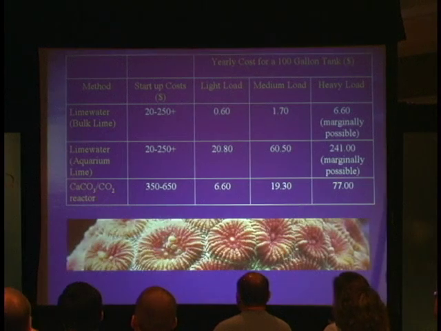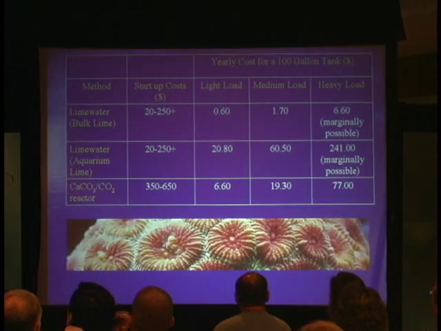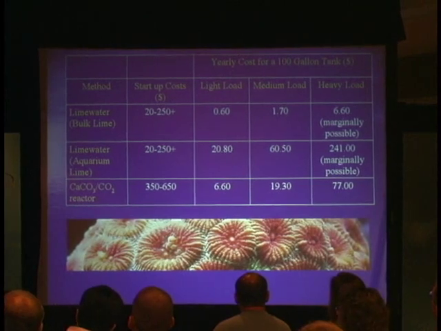This slide comes from one of my articles comparing these systems, and I just outline here the different costs associated with some of the different methods of supplementing calcium and alkalinity. And I've done it for light loads, medium loads, and heavy loads for a 100-gallon tank. Obviously, the equations are very different if you've got a 5-gallon nano tank.